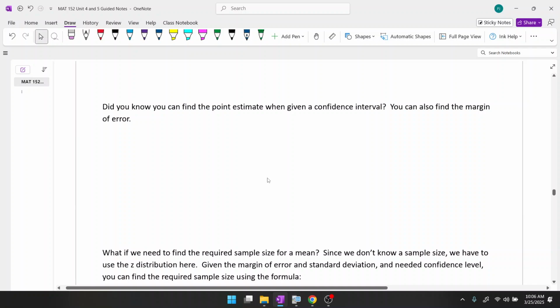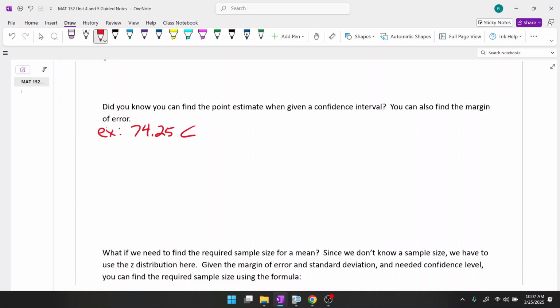Now, did you know that you can find the point estimate when given a confidence interval? So for instance, if I give you a confidence interval such as 74.25 to, let's draw a little bit nicer one there, mu to 81.43.